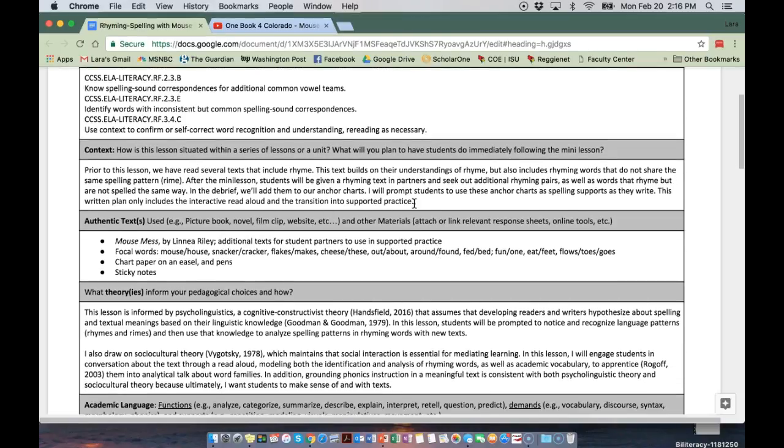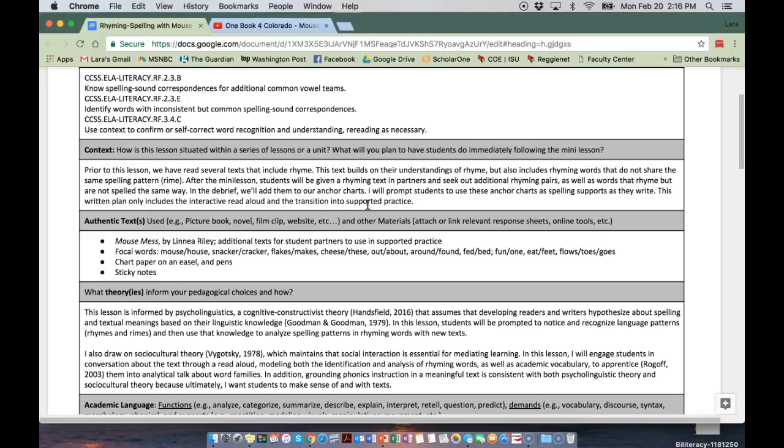So basically, here's the context. The context of this lesson is that we've already read several texts that include rhyme. This is not an introduction to the concept of rhyming words. This text builds on it, but it also includes some rhyming words that don't share the same spelling patterns.